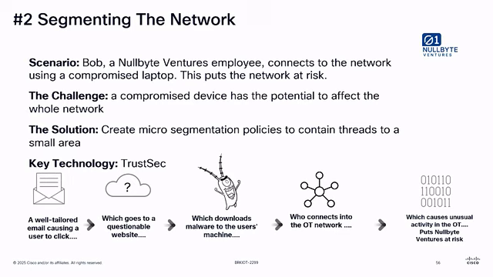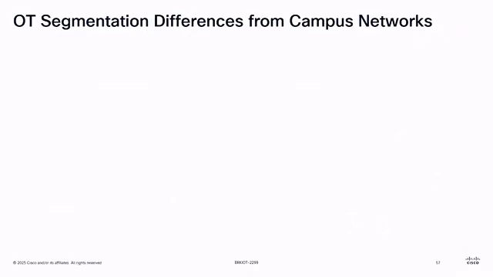So the solution is always to have a segmented network. This is not only for SD-Access, but it's a good practice to have segmented networks. By having segmentation, we can make sure Bob cannot reach these OT critical assets. And in case we know this laptop has been compromised, we can also put it into some segmentation policy that will further restrict the access for this device. But OT segmentation looks different than IT segmentation.